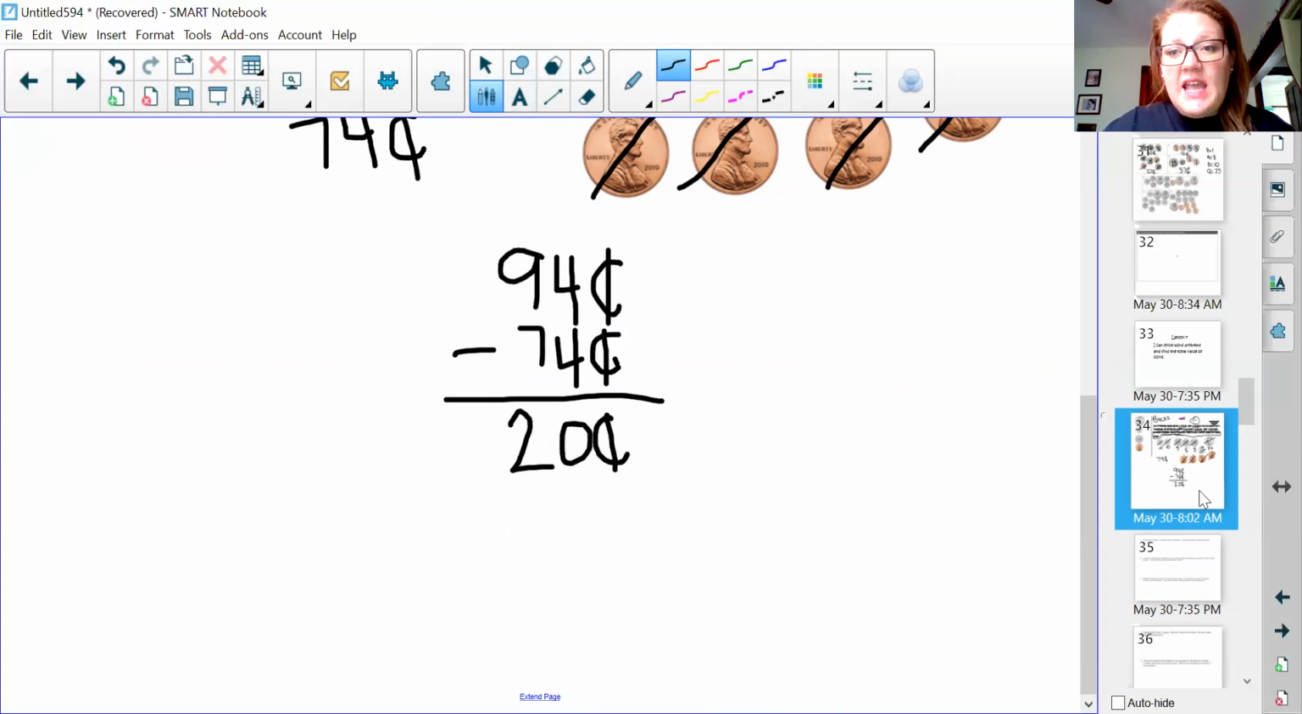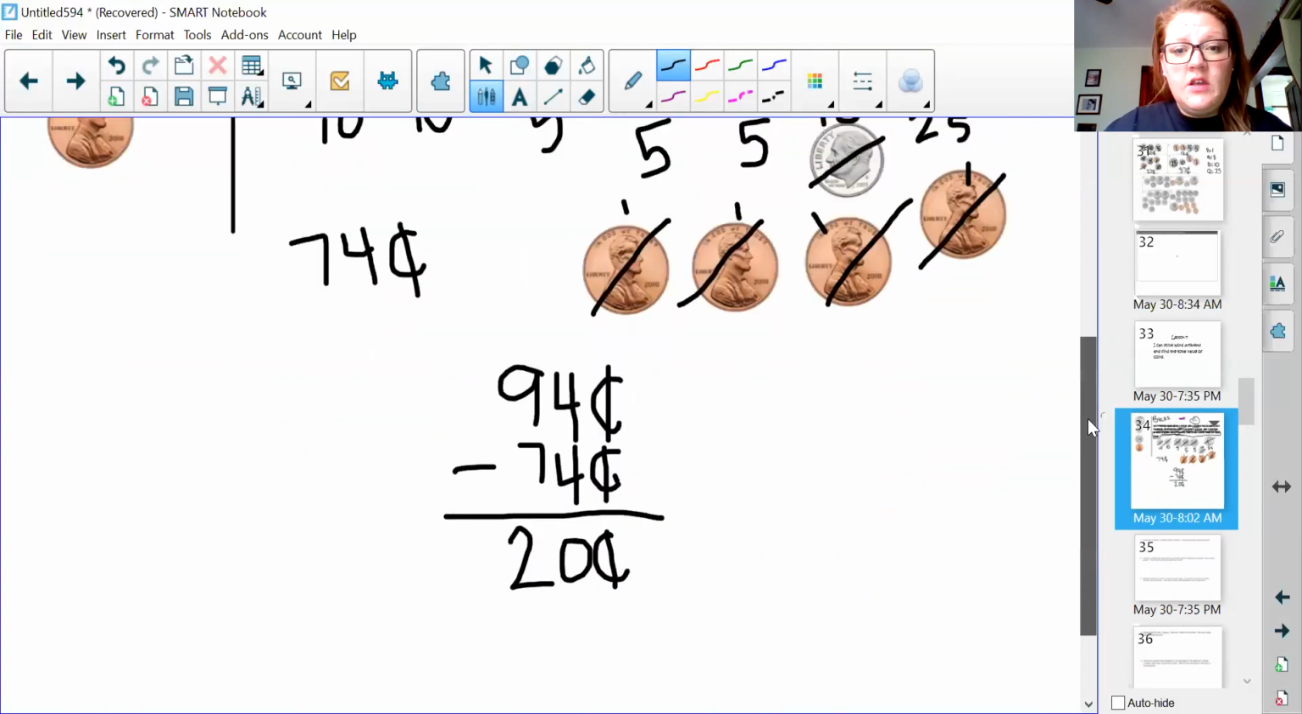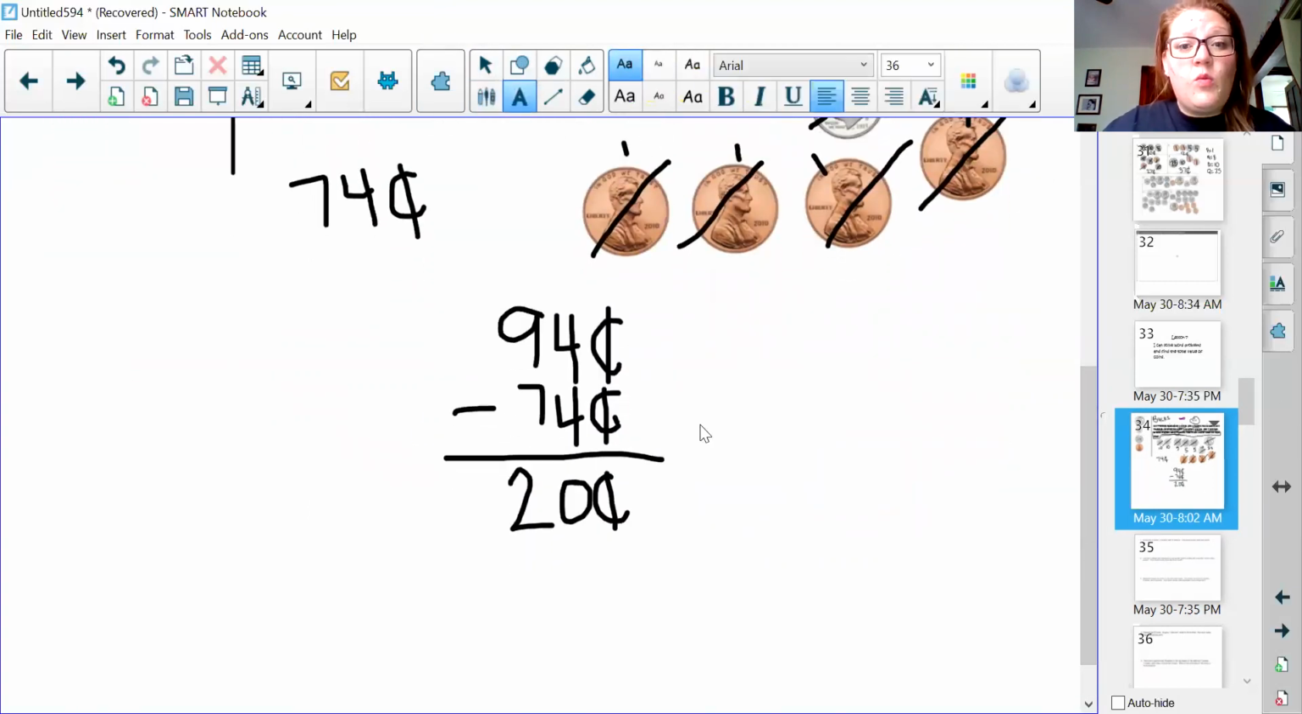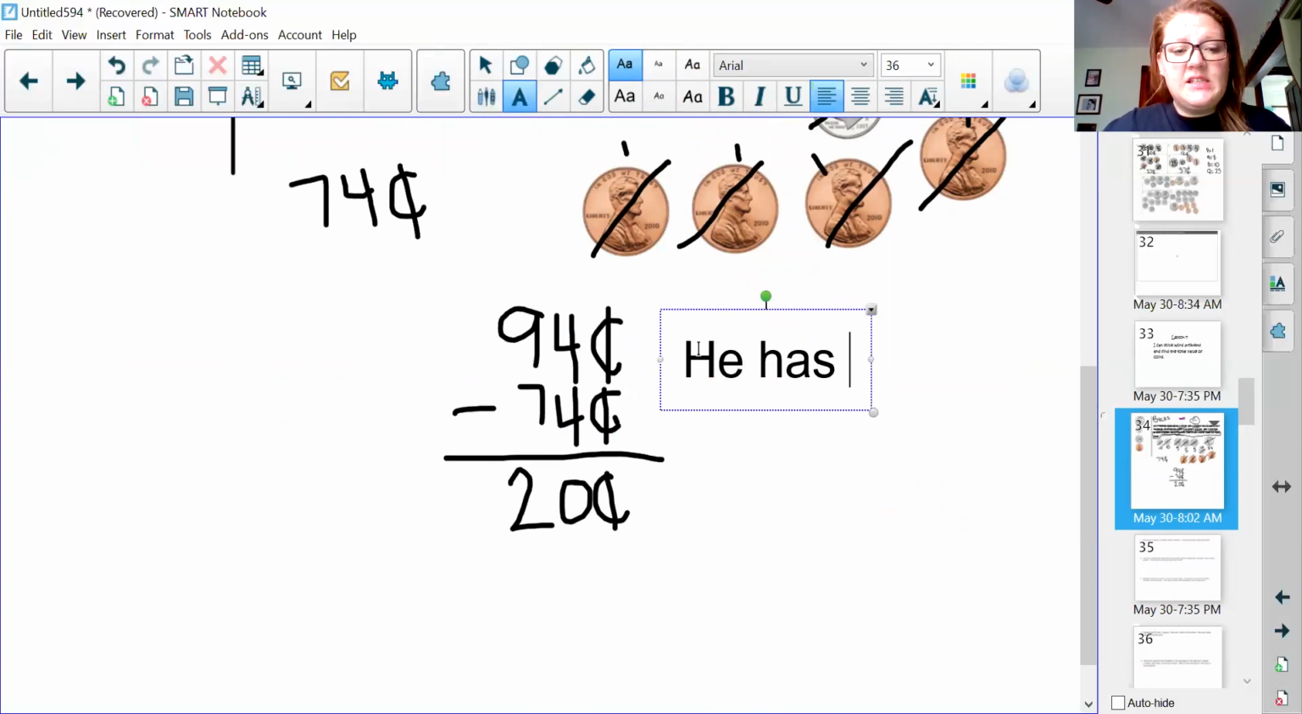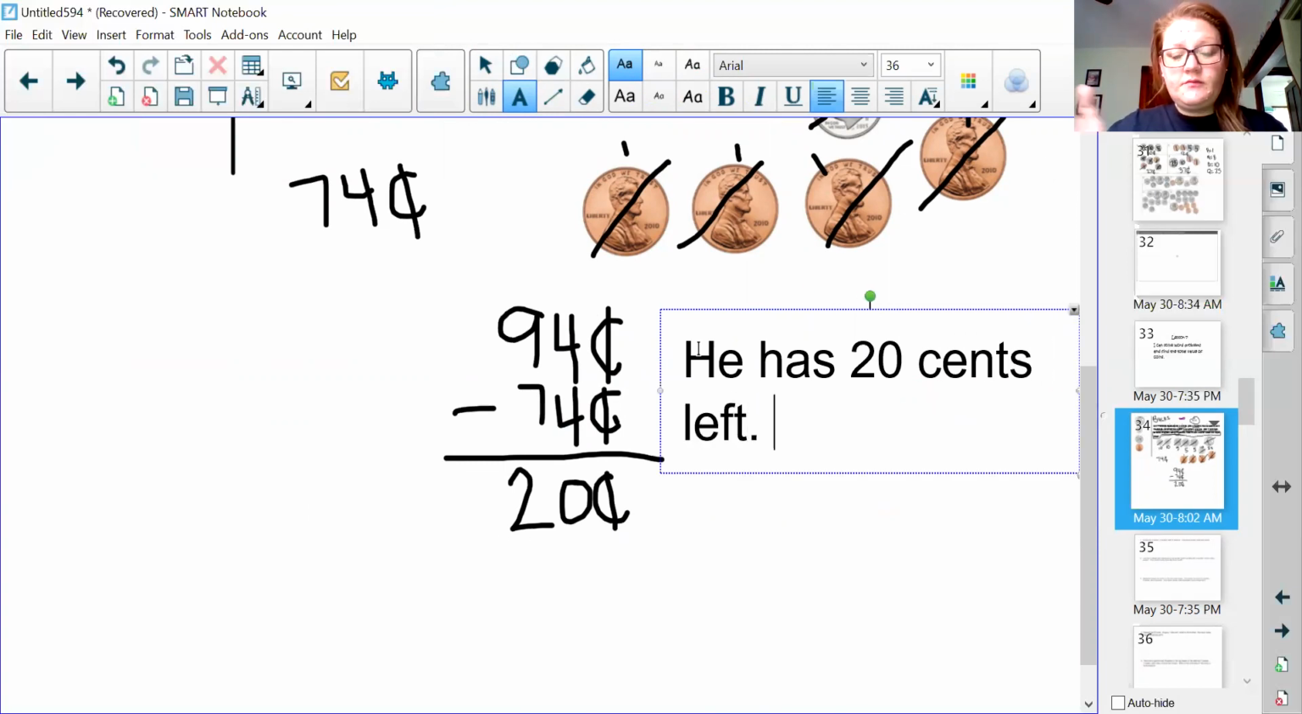So how much money does he have left? 20 cents. Since this is a word problem, we need a statement. He has 20 cents left. That's all we have to do.